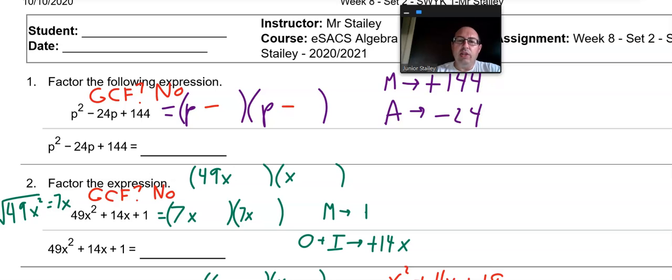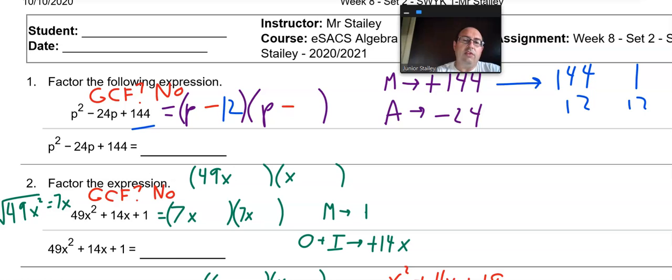Alright, so we need them to multiply together to give us positive 144, and they have to add to negative 24. Well, the only way they're going to add to a negative 24 and multiply to a positive number is if they're both minuses. The things that multiply together to give us 144, obviously there's 144 and 1, but they don't add up to negative 24, even if you make them both negative. The one we're looking for is 12 and 12, okay?